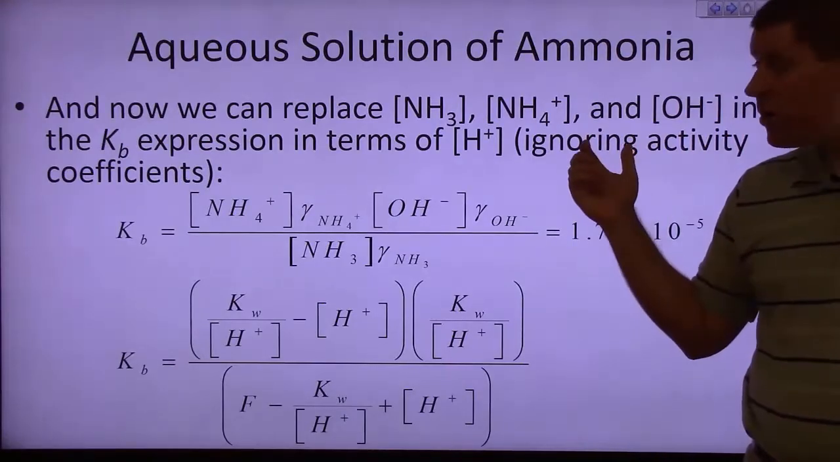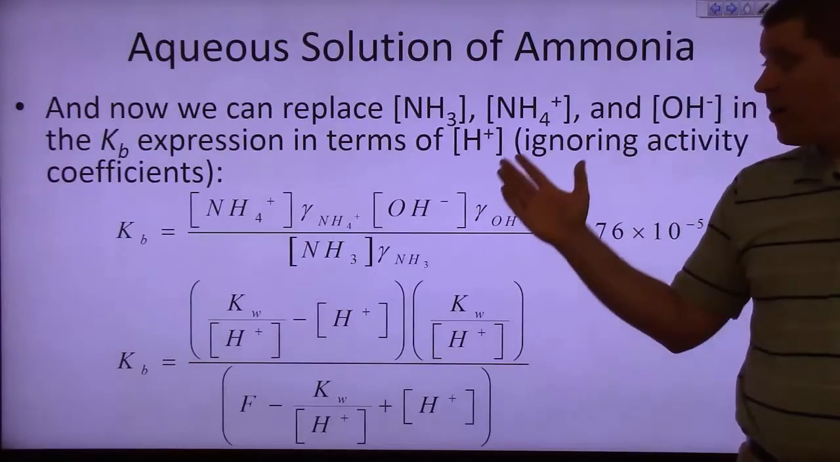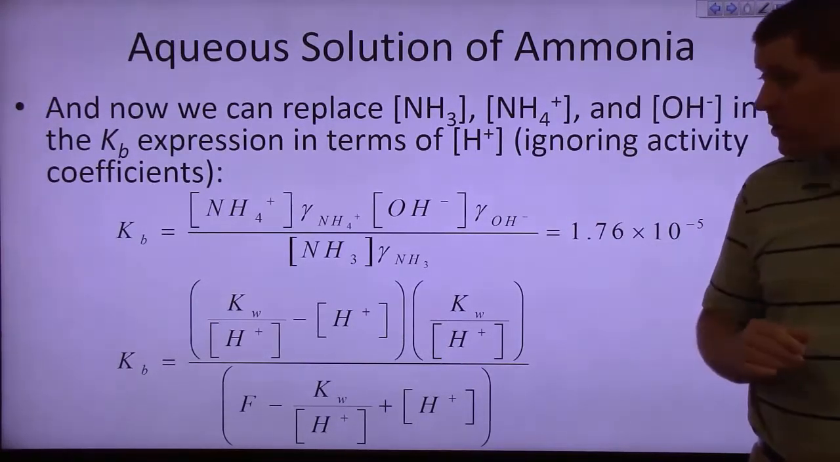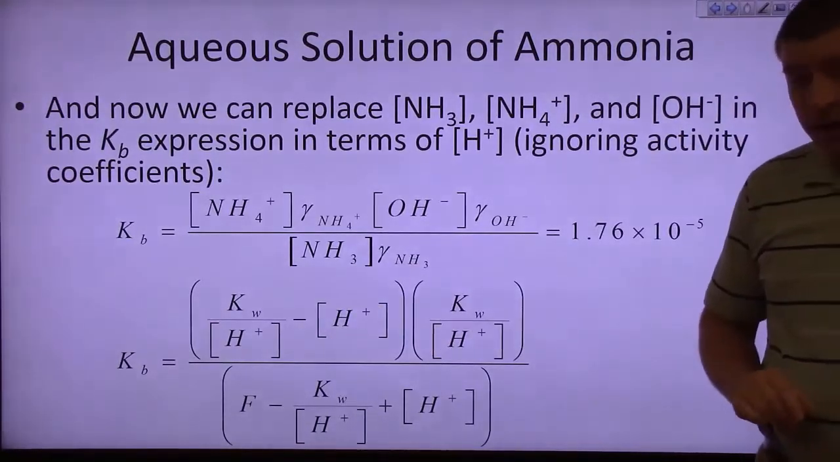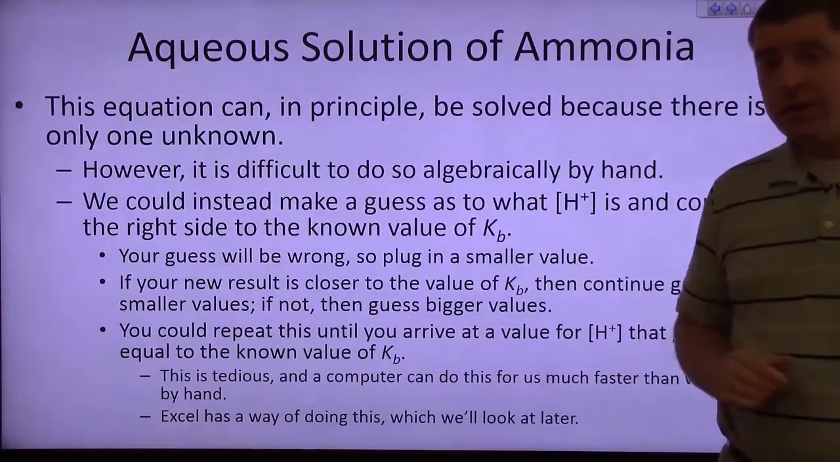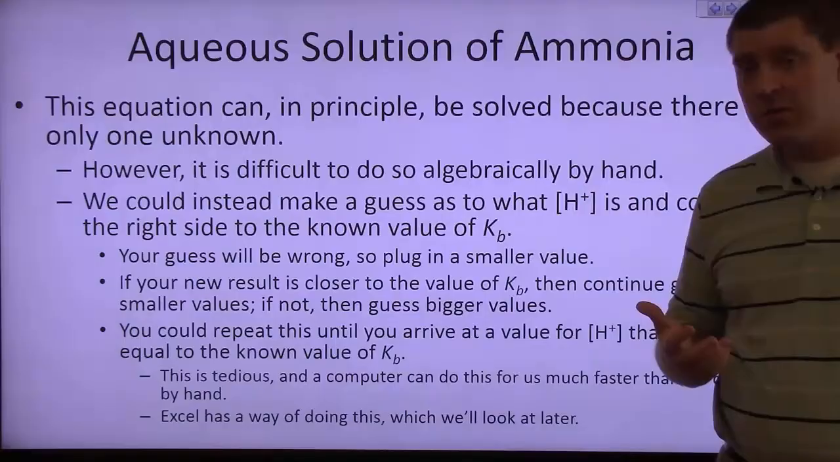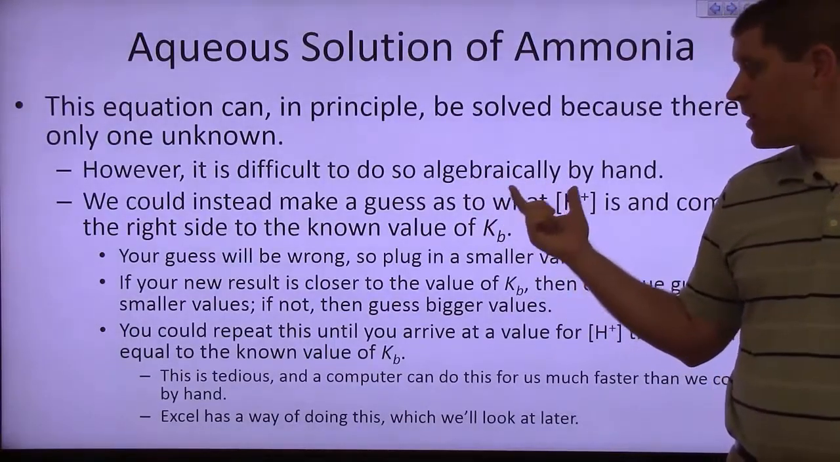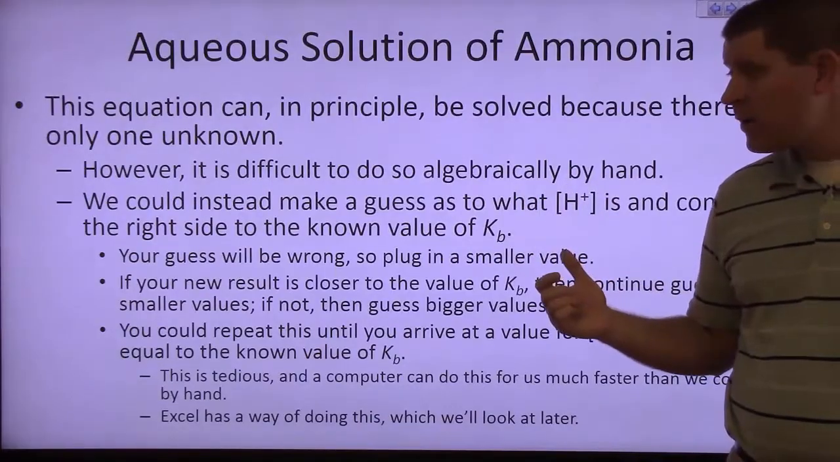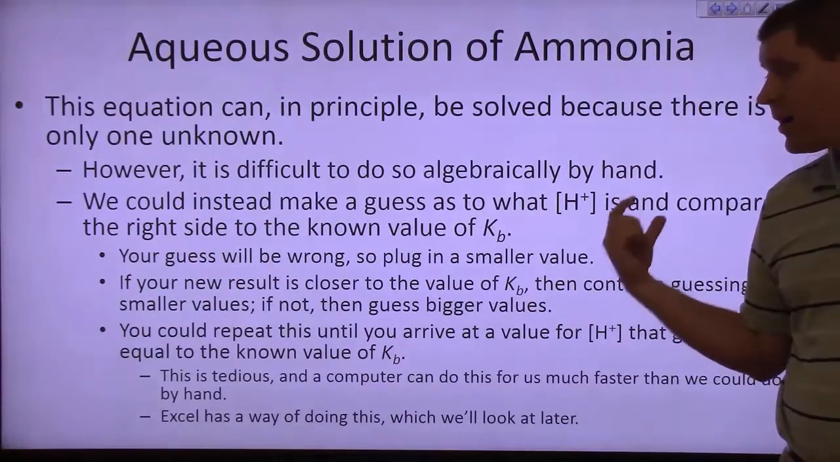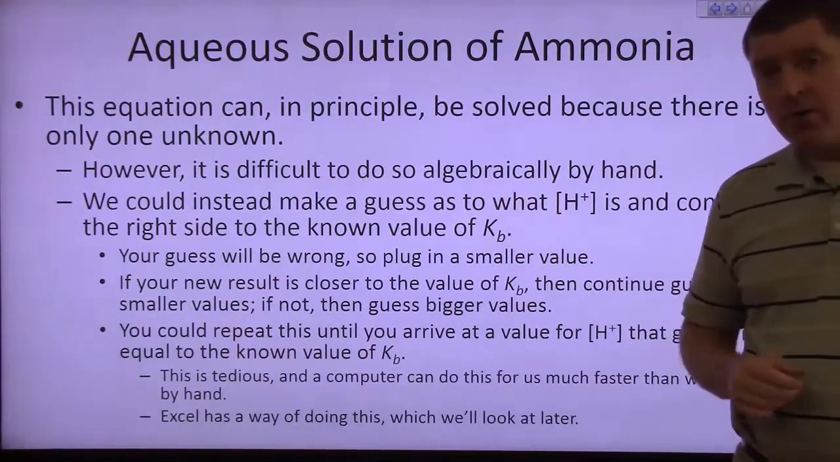We can replace all of those in our Kb expression to get it all in terms of the hydrogen ion concentration, again ignoring our activity coefficients, which then gives us this big guy. Now, in principle, we can solve this equation because we have only one unknown, the hydrogen ion concentration. But it's going to be difficult to do this algebraically by hand. Now, we could instead make a guess as to what the hydrogen ion concentration is and compare the right side to a known value for Kb.